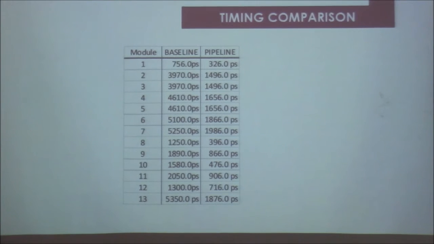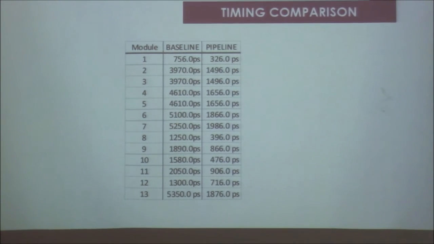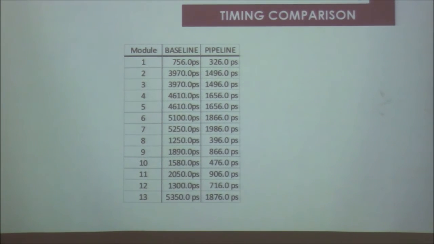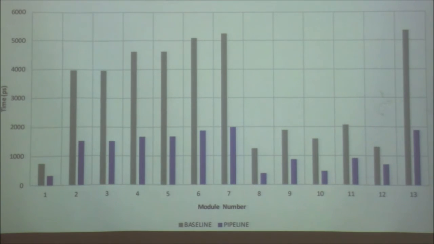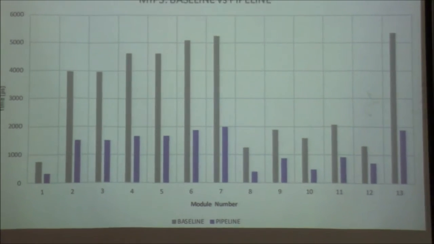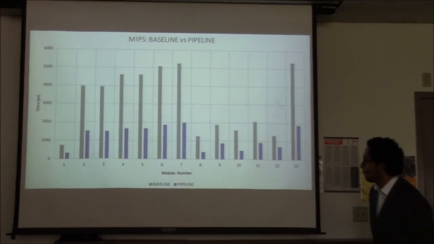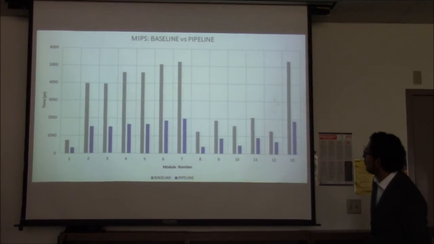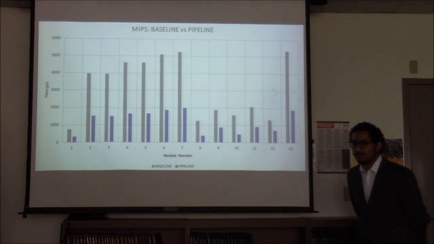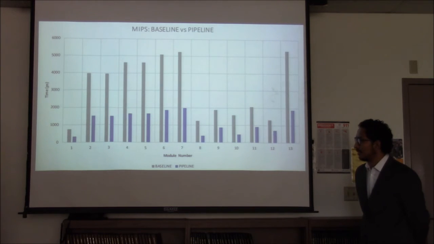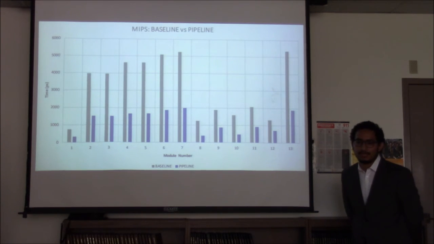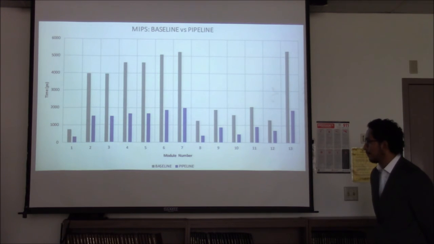So this is a timing comparison of our pipeline and our baseline for all 13 modules. And this is the same data, just shown in a chart. The gray is our baseline and the blue is our pipeline. And I believe we're getting somewhere around 60 to 70% faster. Yeah, it could have been faster, it's just the jumps and the branches weren't efficient.